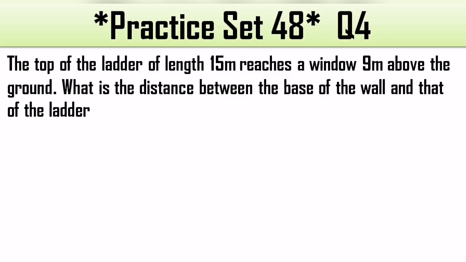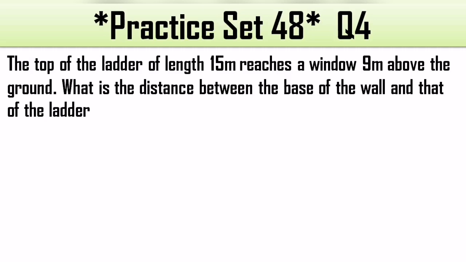Over here, if you summarize the question, you will come to know that the length of the ladder is given to me and the height from which the window is present in the wall. Okay, that height is given to me. So two things are given.